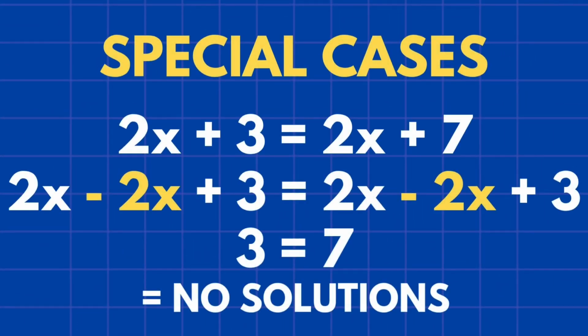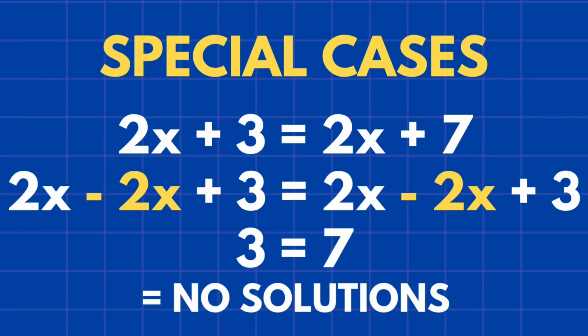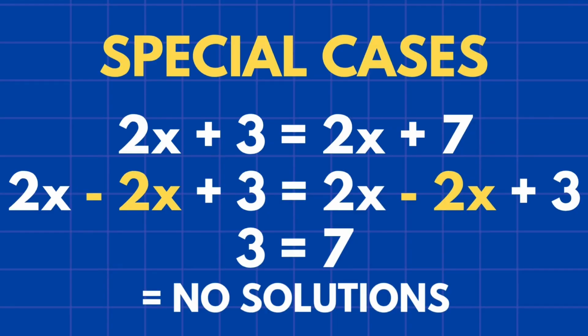Another case is if we have 2x plus 3 equals 2x plus 7. If we subtract 2x again, we're left with 3 equals 7, that's never true. In this case, there is no solution.